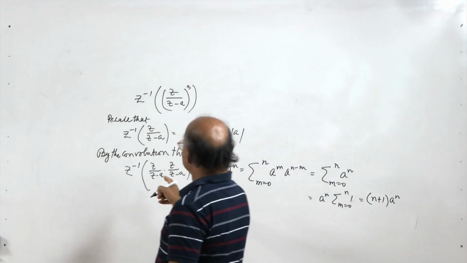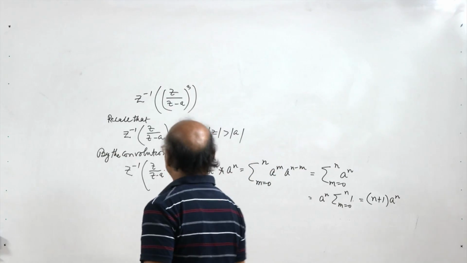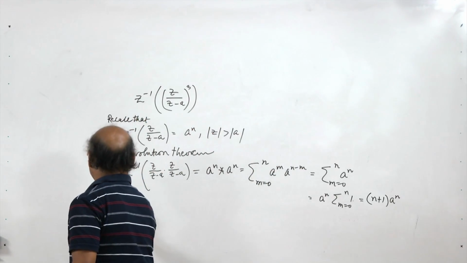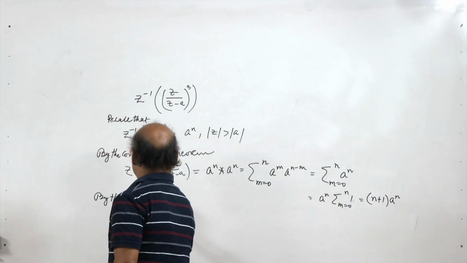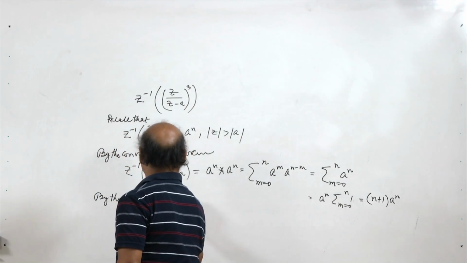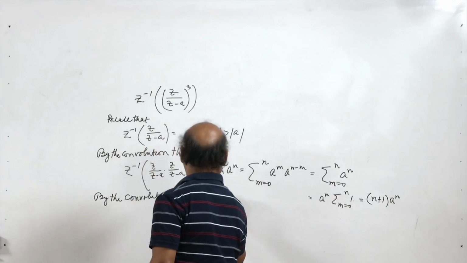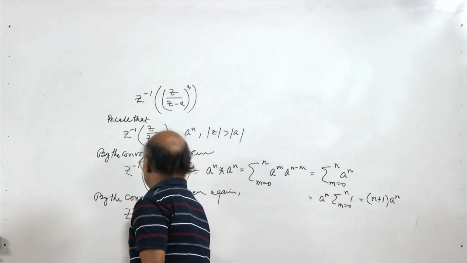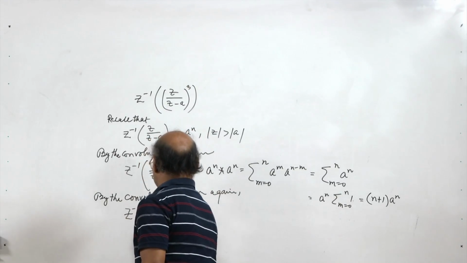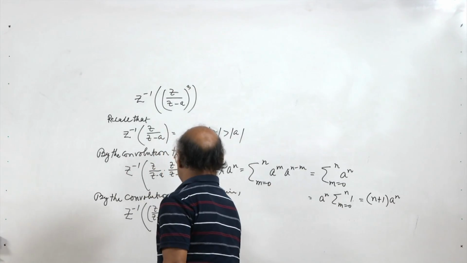So, this is the inverse Z transform of z over (z minus a) whole square. We have to again apply the convolution theorem. Now, by the convolution theorem again, Z inverse of z over (z minus a) whole square into z over (z minus a).